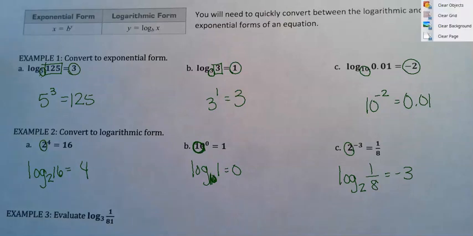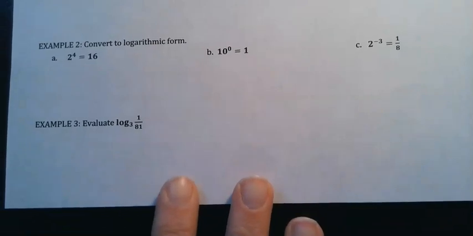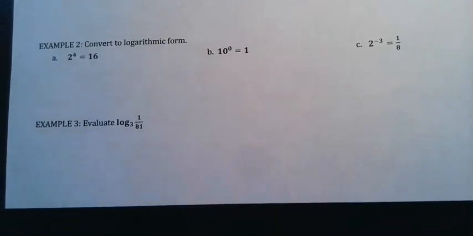All right, let's look at example 3 and evaluate log of 1 over 81 in base 3. Okay, so I'm going to take this log and I'm going to set it equal to y. So I'm going to take log of 1 over 81 in base 3, and set it equal to y. All right, that's going to help me. Now that I have an equation, I can convert it to exponential form.